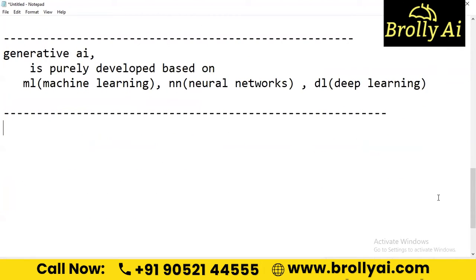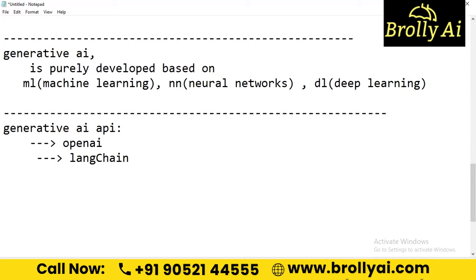I'm going to talk a little about already predefined APIs. The most popular is OpenAI. Second, especially for the developer, is LangChain. And one more mostly used is Hugging Face, which is similar to OpenAI. These APIs you have to learn to become a generative AI developer.